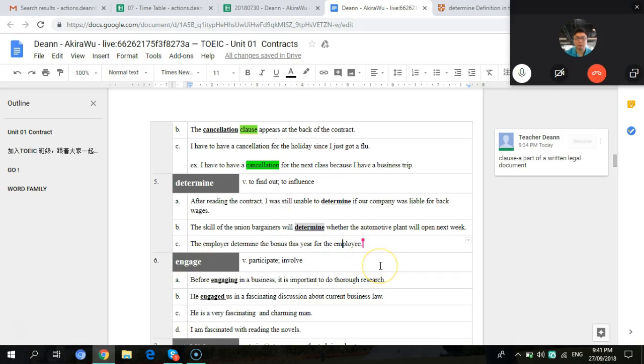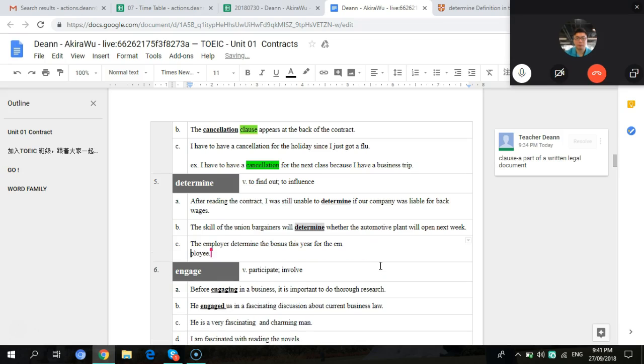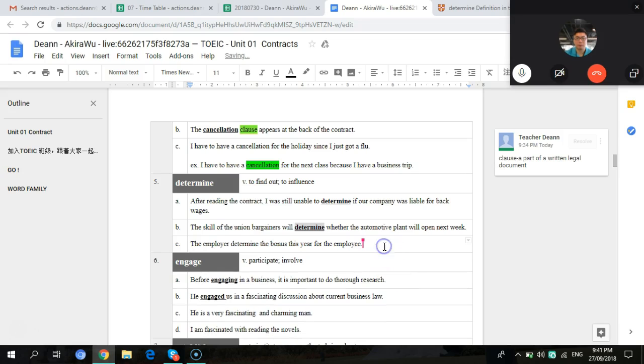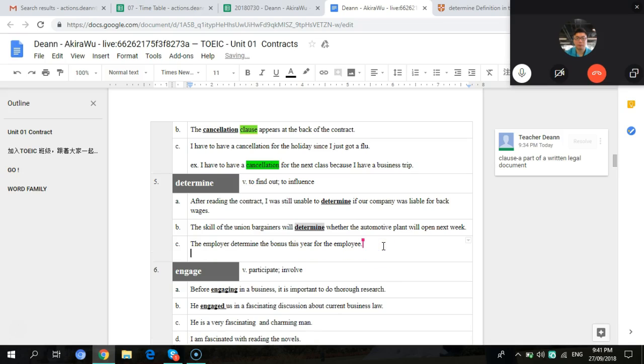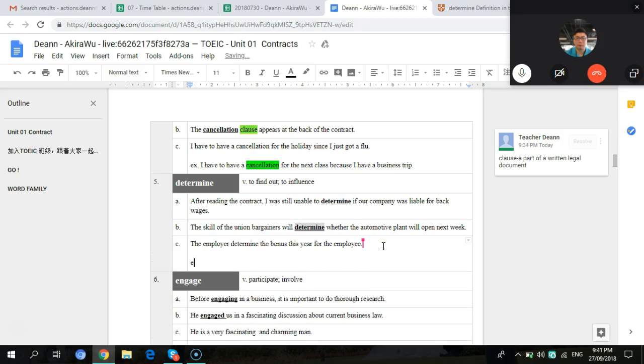Next, the employer determined the bonus this year for the employee. So is that to find out or to influence? Influence. Okay, so that means they have the control for the bonus this year of the employee. Now this time, can you give me an example of a sentence that has the word determine?